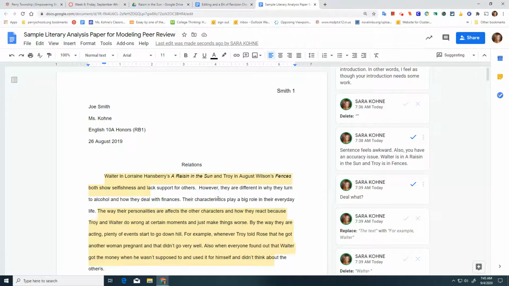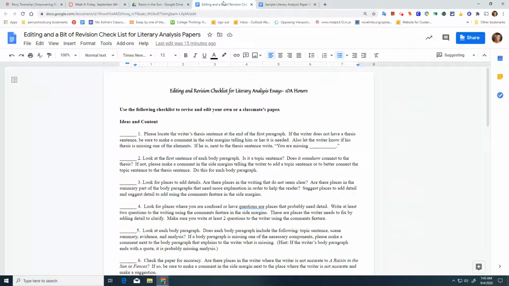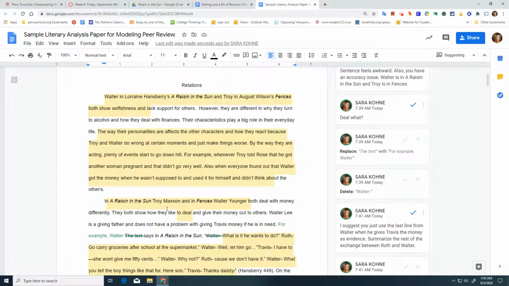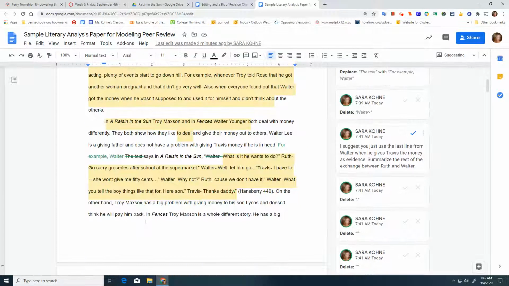I kind of thought about all the things on this editing and revision checklist holistically as I'm reading through the paper and making some comments. Could I have made more comments? Sure. I commented on the things that sort of stood out to me. I'm not going to catch everything as a reviser and editor, but I'm going to try my best to make some comments. This writer, obviously, if they want to do well on this paper, would have a lot of revision to do. So hopefully seeing this revision process has helped you a little bit.